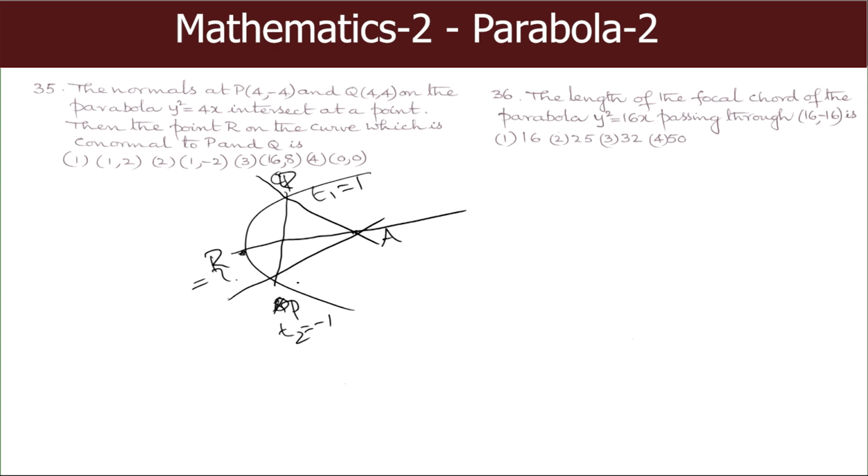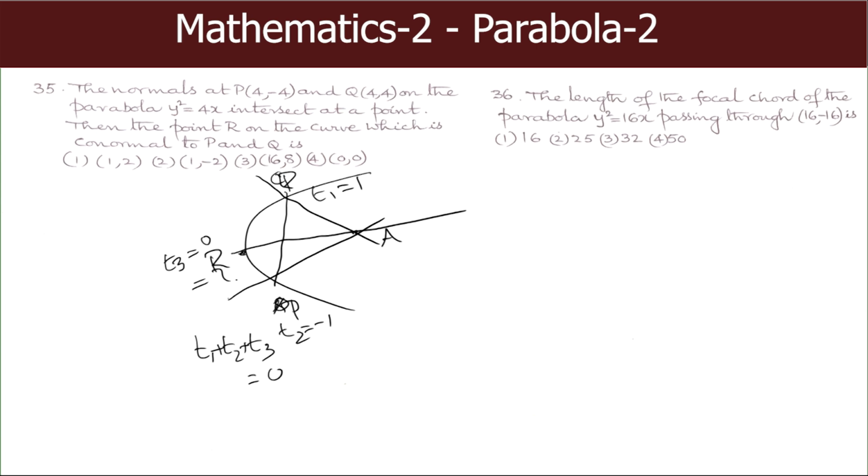And the condition for the normals drawn to the parabola at the points T1, T2 and T3 to be concurrent is T1 plus T2 plus T3 is 0. Whenever the normals drawn to the parabola at the 3 points T1, T2 and T3 are concurrent, then the sum of these parameters must be equal to 0. So, T1 plus T2 is already 0. So, T3 is equal to 0, because T1 plus T2 plus T3 is 0.